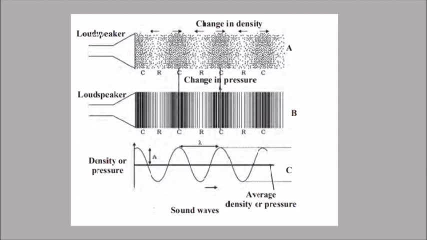Now in the first figure we can see the change in density, that is how the density of the air changes through compression and rarefaction. In the second figure, figure B, we can see the change in pressure which is happening, and the third figure shows the average density or pressure after a rarefaction and a compression, which we have denoted with a graph.